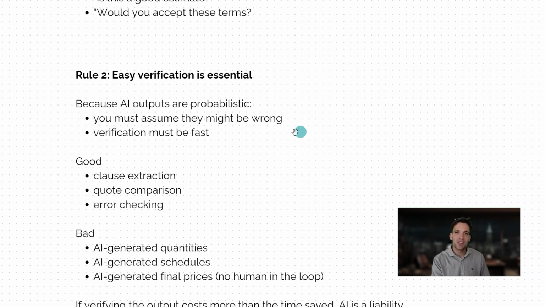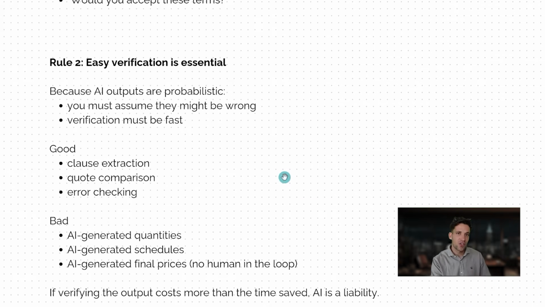Rule number two is you need easy verification of outputs. When you're using AI, you have to assume that quite often it'll be incorrect or at a minimum inaccurate.